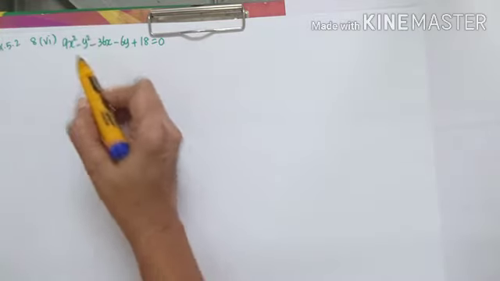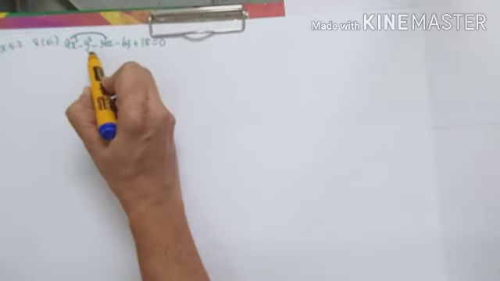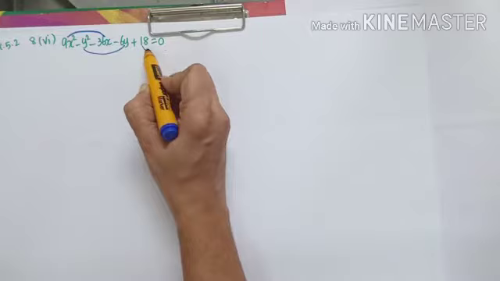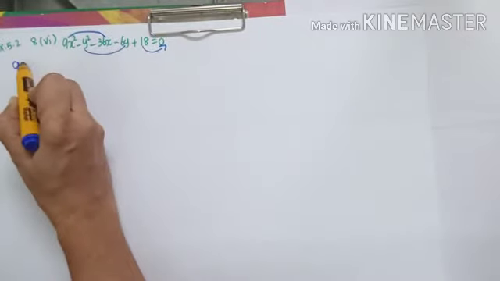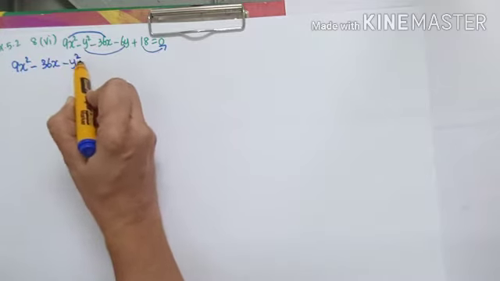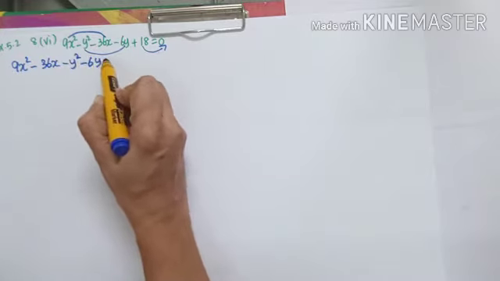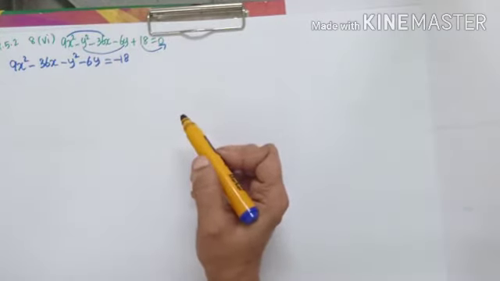How to derive it? X square and x we have to combine. Y square and y we have to combine, and constant to the other side. So I have 9x square minus 36x minus y square minus 6y equals to minus 18. My very first step.